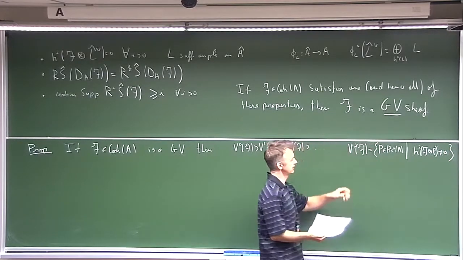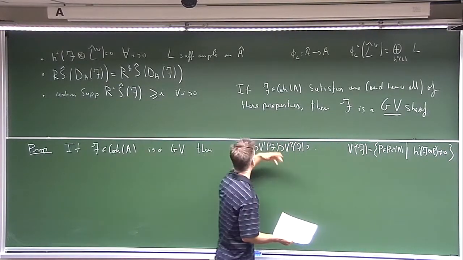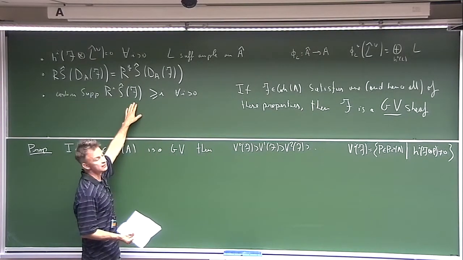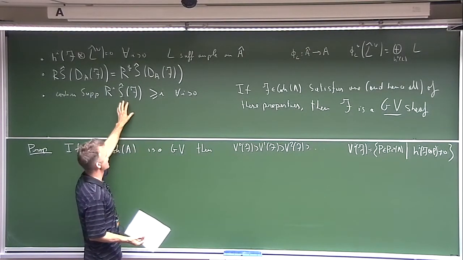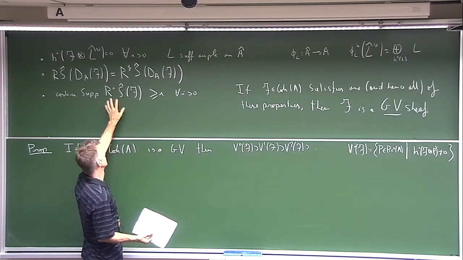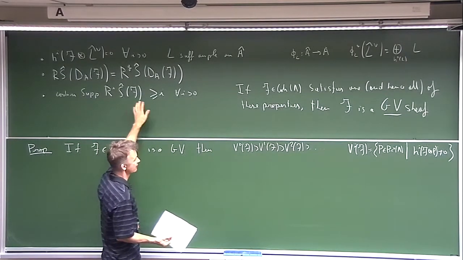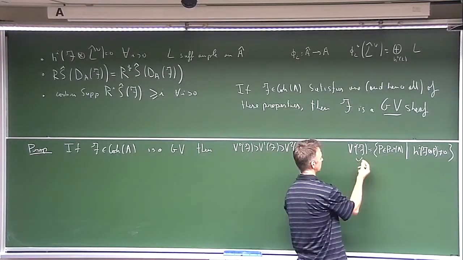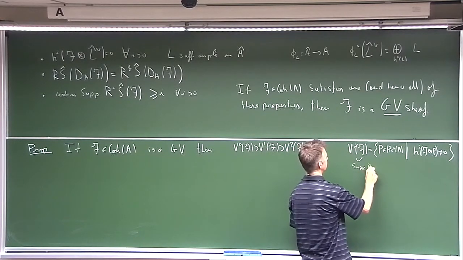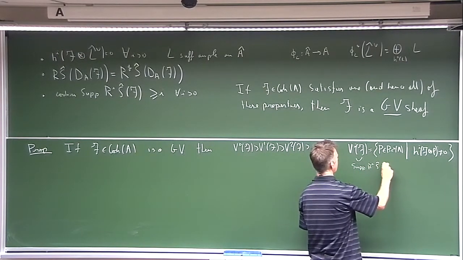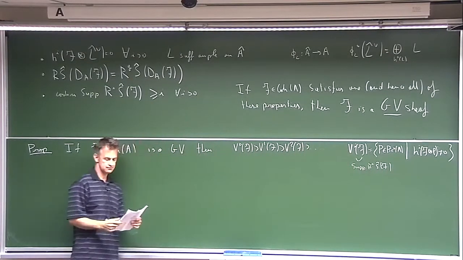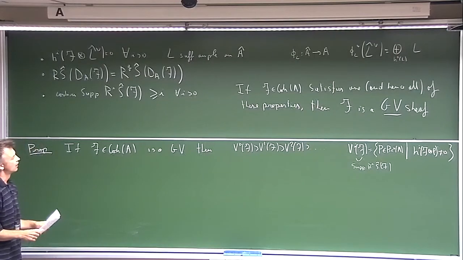So it's the set of P's in Pic^0 of A such that the corresponding cohomology does not vanish. And roughly speaking, you expect these V^i's to be more or less the same as the support of R^i S hat of F. Well, not exactly the same. We know that the support of R^i S hat of F is contained inside of these. So these guys, by cohomology and base change, contain the support of R^i S hat of F, and sometimes you can show that they're equal.